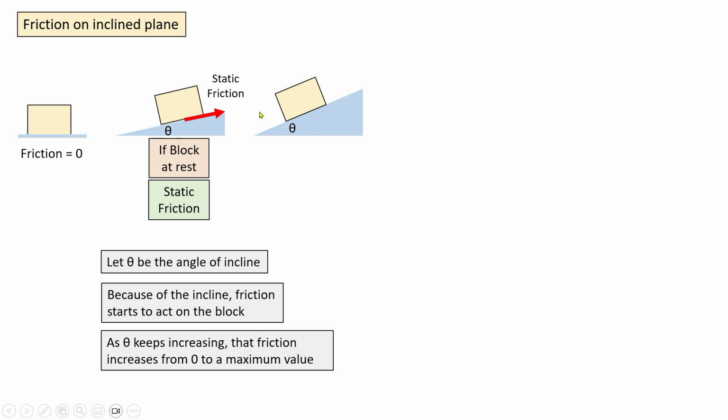Now consider another situation where we have increased the angle even further. Assume even in this situation, the block is still at rest. Since the block is at rest, the friction involved will be static in nature. But the only difference is the value of static friction here in case number 3 will be greater than the static friction in case number 2. Because as the value of theta keeps increasing, friction also keeps increasing from 0 until it reaches a maximum value, which is called the limiting value.